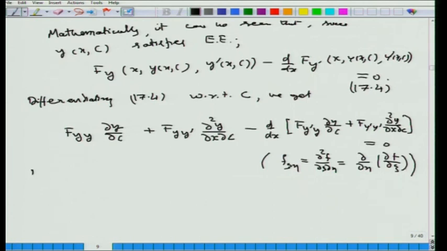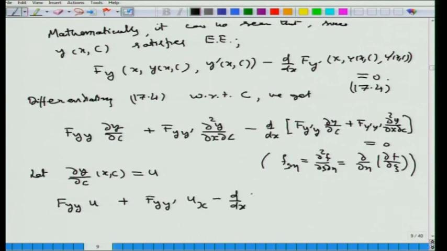And so, let this del y over del c of (x, c) be denoted as u, then we get here in this equation f_yy u plus f_yy' u_x minus d by dx of f_y'y u plus f_y'y' u_x.